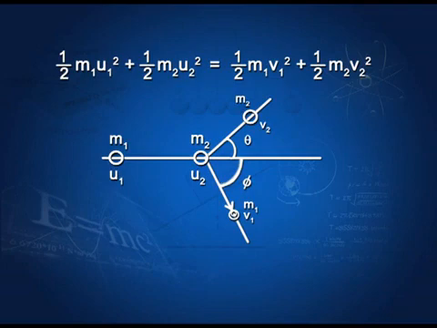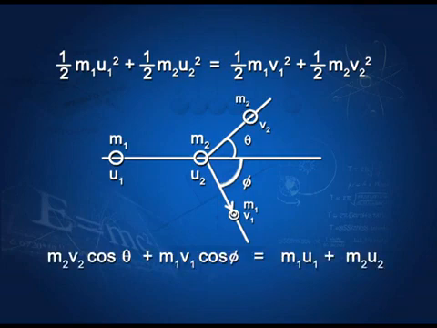So, you will get a pair of equations and they would look like this: m2 v2 cos theta plus m1 v1 cos phi, and this should be equal to the initial momentum, which would be m1 u1 plus m2 u2. This equation, if you notice carefully, is taking care of the momentum in the horizontal direction.